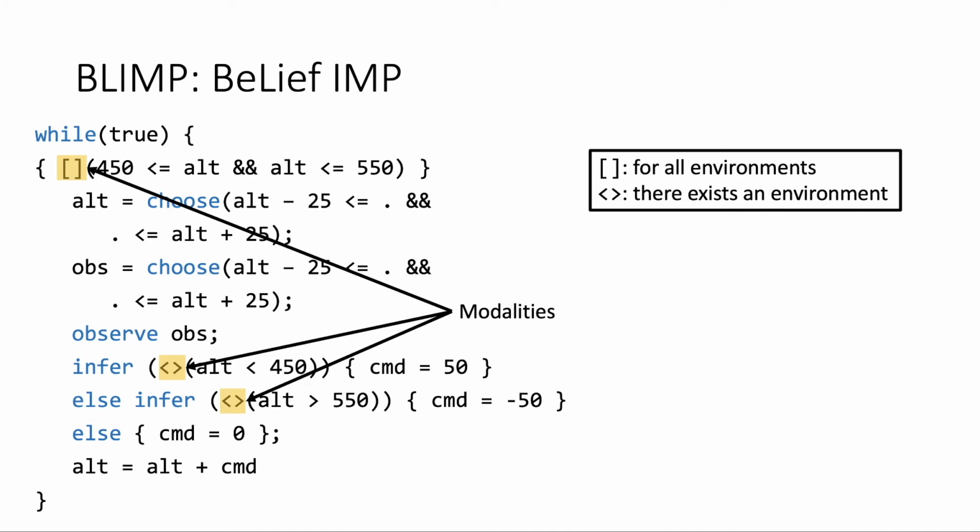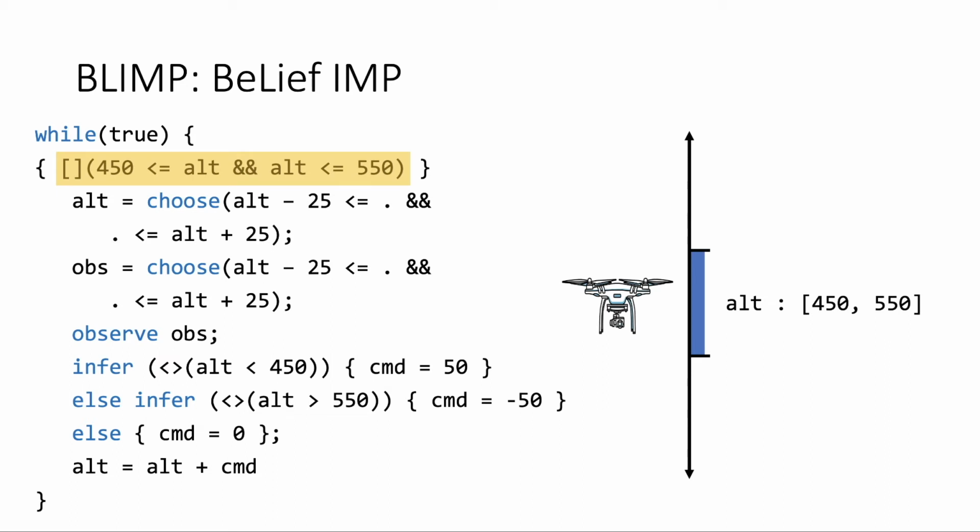So the box modality means for every environment in the belief state, the inner predicate is true, and the diamond modality means there exists an environment in the belief state such that the inner predicate is true. Okay. Let's look at how this belief program executes.